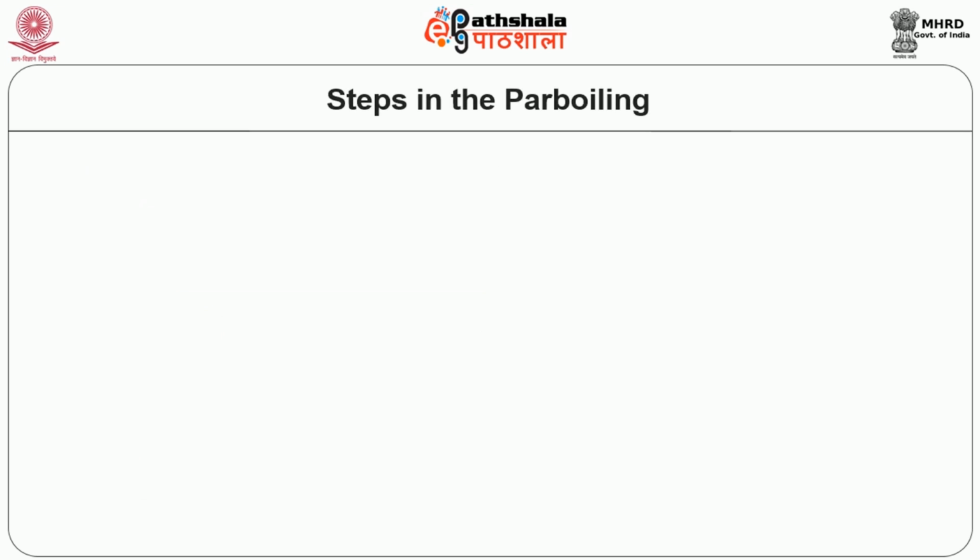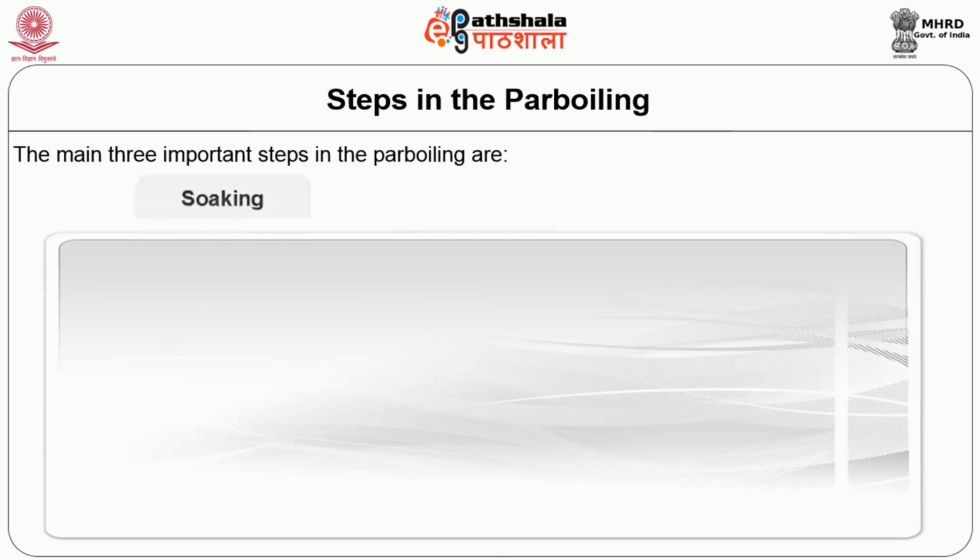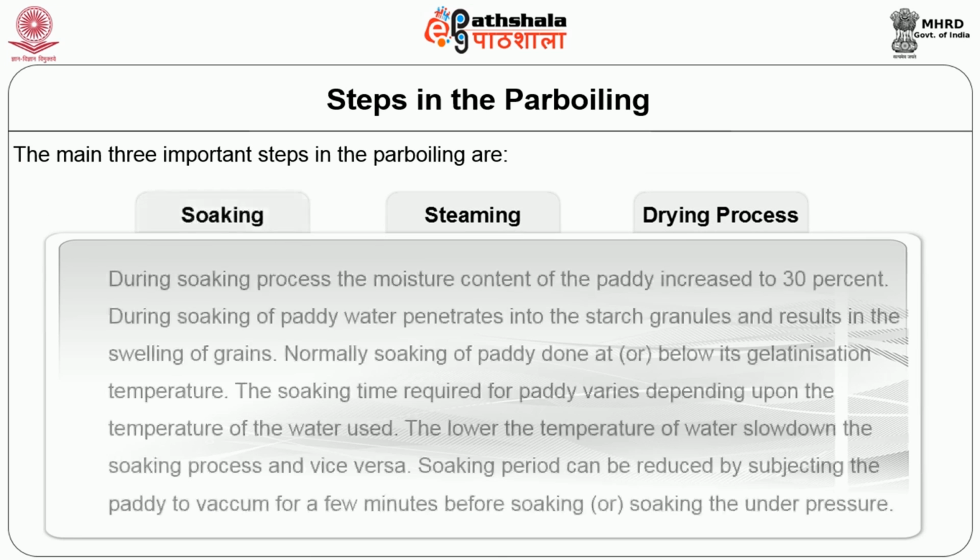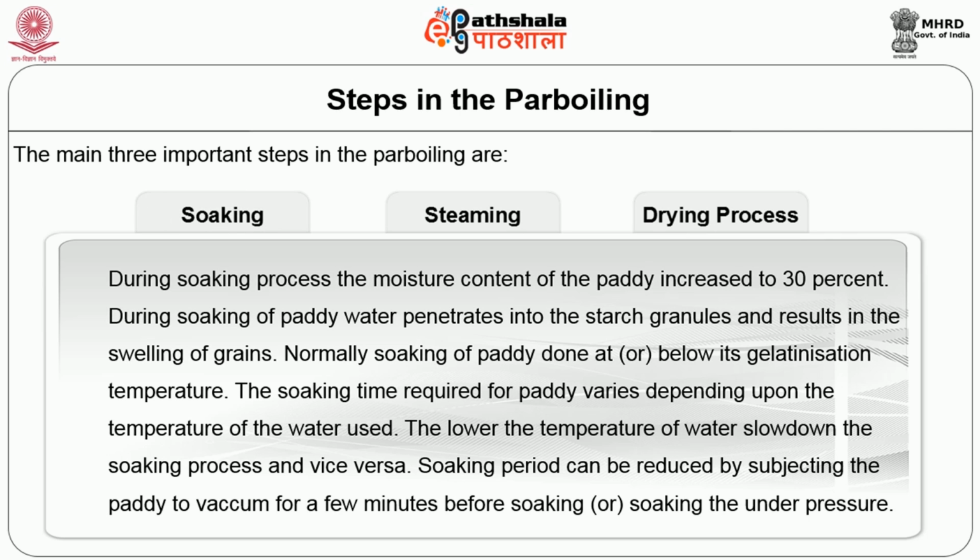Next, what are the unit operations involved in parboiling? The first step is soaking. During soaking, the moisture content of the paddy increases to 30%. During soaking of paddy, water penetrates into the starch granules and results in swelling of the grains. Normally, soaking of paddy is done at or below its gelatinization temperature. The soaking time required for paddy varies depending upon the temperature of the water used.